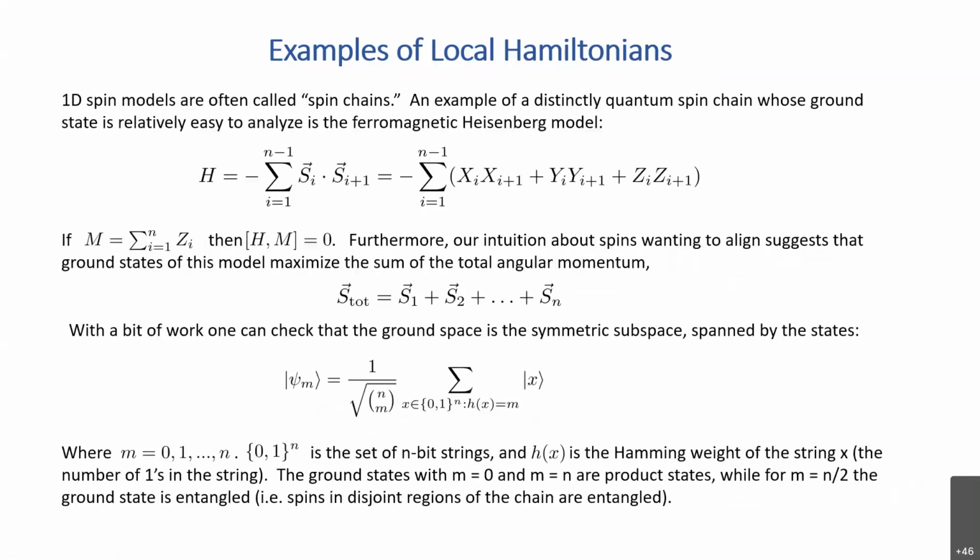But there is kind of a model that we can analyze easily here. So this is a 1D spin model. So again, the interactions will be between nearest neighbor qubits. So 1D spin models are often called spin chains.